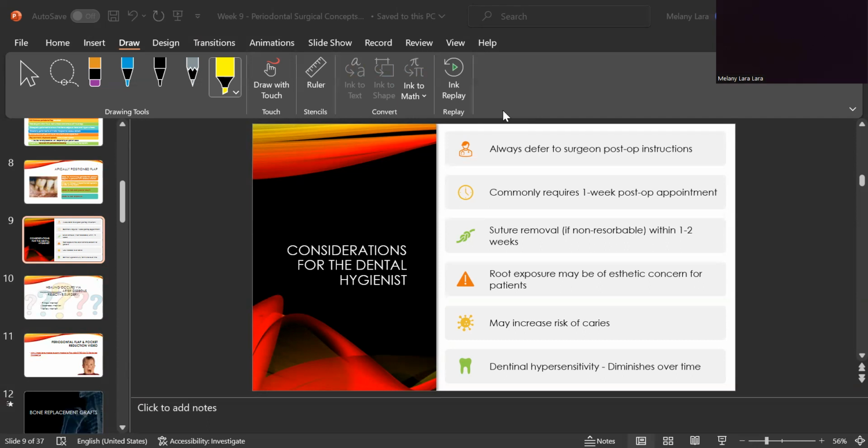You don't have a set timeline that says, hey, at that 3-month time frame, we can start probing. No, it has to defer back to the surgeon. They make the final call on when they want that probed. And most of the time, it also plays into the patient's healing response as well.